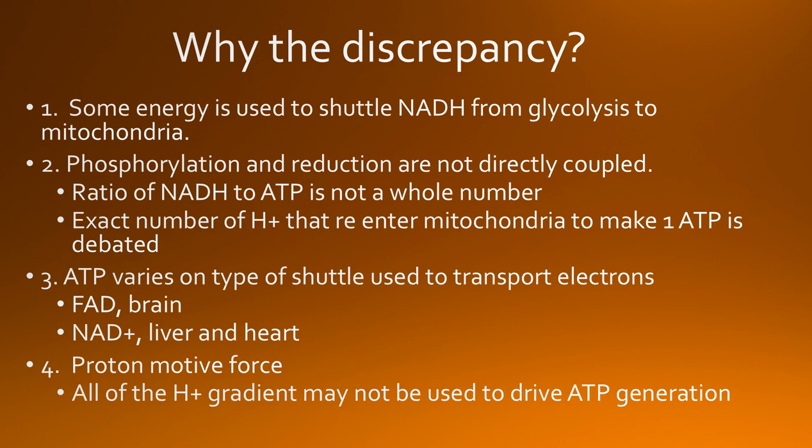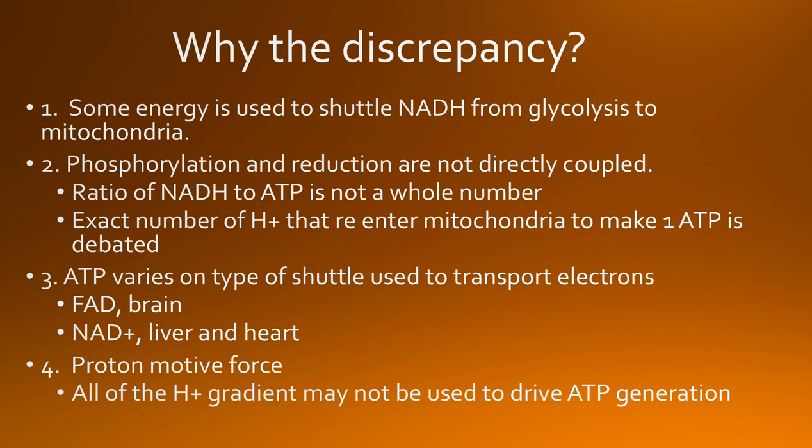Reason number 2. Phosphorylation, when we put that last phosphate on ADP, and reduction are not directly coupled. For every NAD that is used, it is not exactly 1 ATP that can be made. That ratio is not a whole number, and that is because the exact number of hydrogen ions that re-enter the mitochondria to make 1 ATP through ATP synthase is debated.